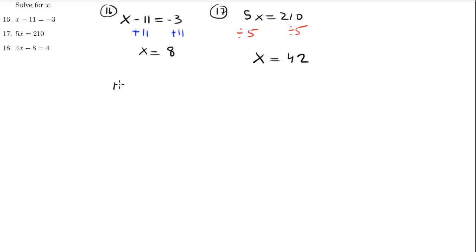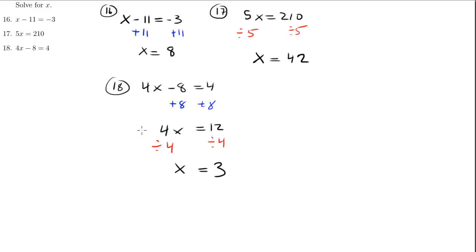Last, number 18, we're going to have 4x minus 8 is equal to 4. First, we add 8 to both sides, and we get 4x is equal to 12. Then we divide both sides by 4, and we're going to get x is equal to 3. All right, that's 3 problems done quick. Next set of 3 problems.